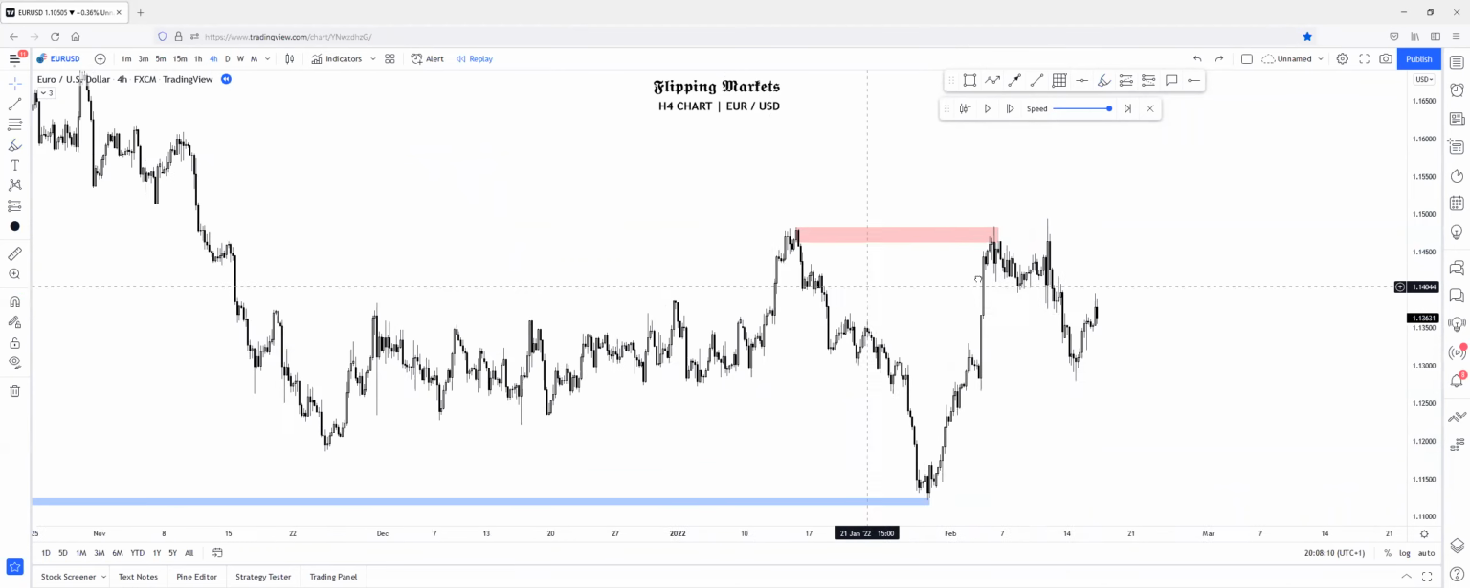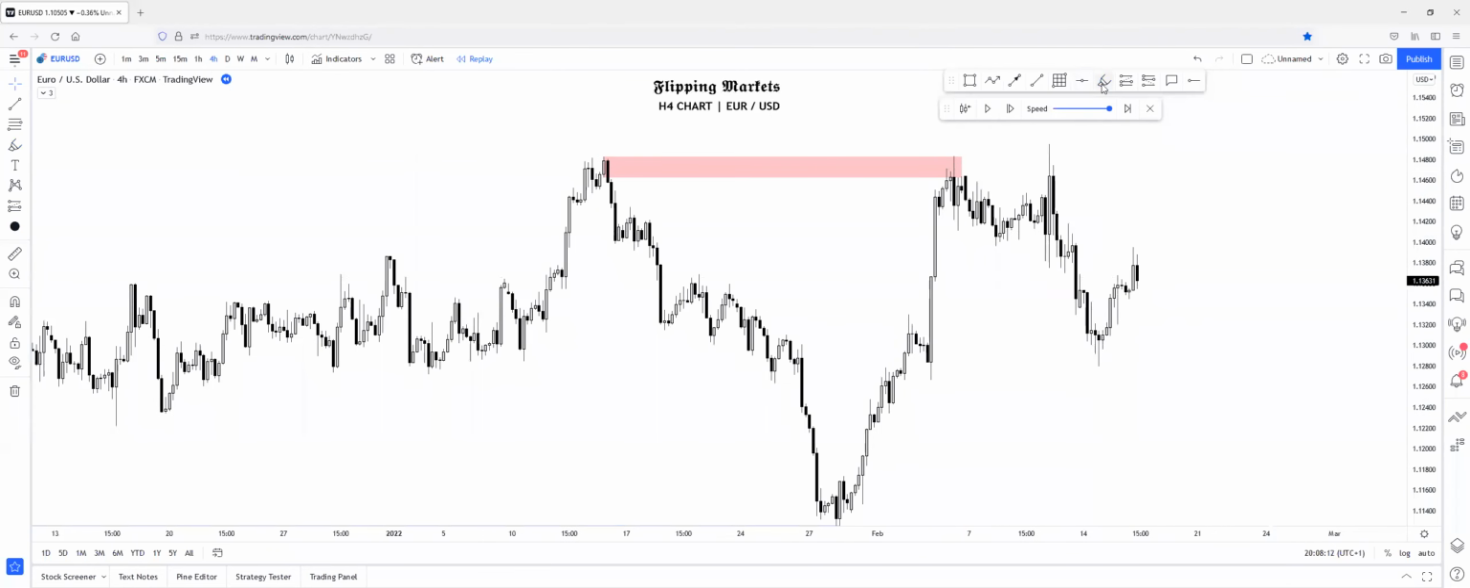If I zoom in, we will see that price has actually changed character on the 4-hour chart too after reacting on the strong high point. Price changed character to the downside, as you can see, because this was a low point, this was a high point, this is another low point, this is another high point. Change of character to the downside, and bearish order flow started from this region.